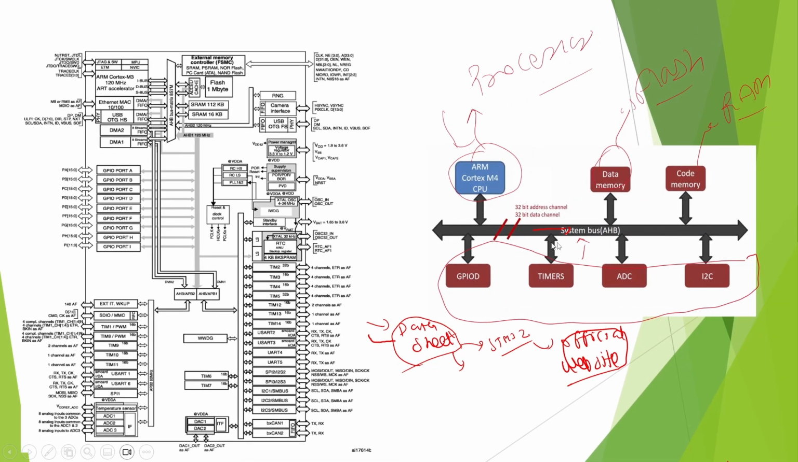Here you are able to see the system bus, the AHB bus. What are the peripherals connected to the AHB bus? The AHB bus is also called the system bus. It has a 32-bit address channel and a 32-bit data channel. So basically 32-bit is the size of the buses; there are also 8-bit, 16-bit sizes. Data memory and code memories are connected to the AHB buses.